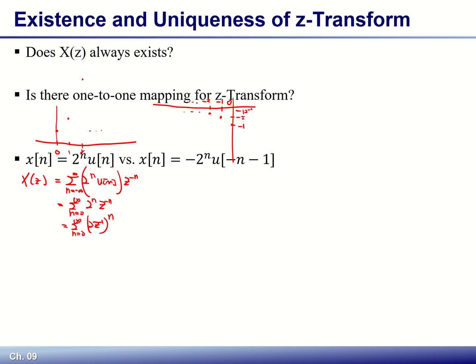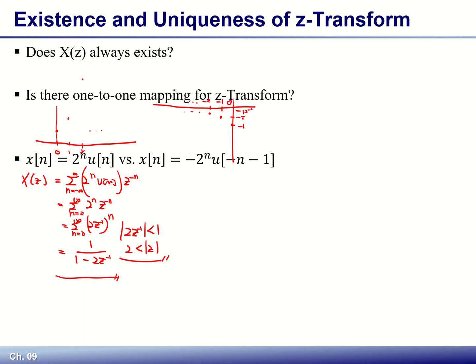If the geometric series is converged, it will be 1 over 1 minus 2 z to the minus 1. So when the absolute value of z is greater than 2, it converges to 1 over 1 minus 2 z to the minus 1.